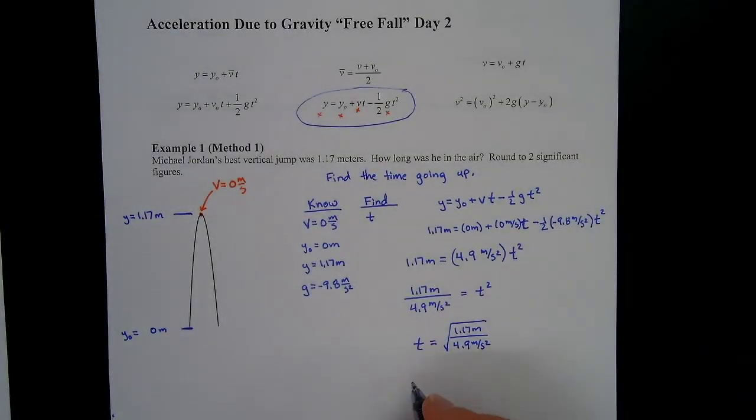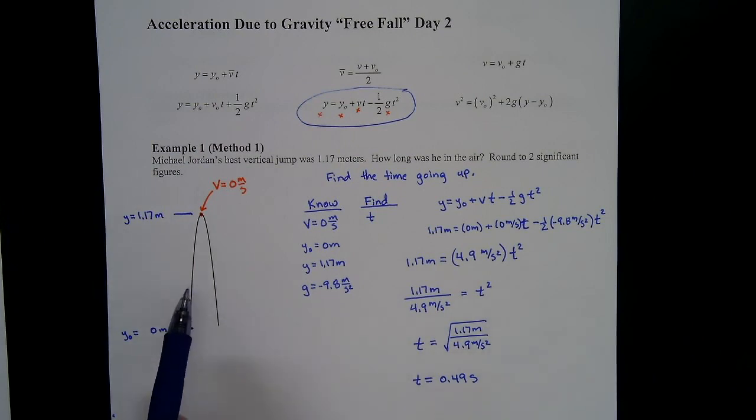So from the calculator, we got the time is approximately 0.49 seconds. Okay, now we got to keep in mind, that's only the time going up, right? So we need to also figure out, all right, what's the time going down? So time going up was 0.49 seconds. Time going down was also 0.49 seconds.